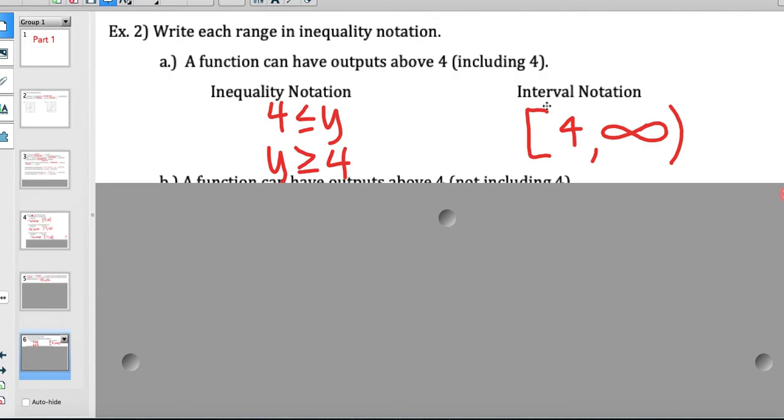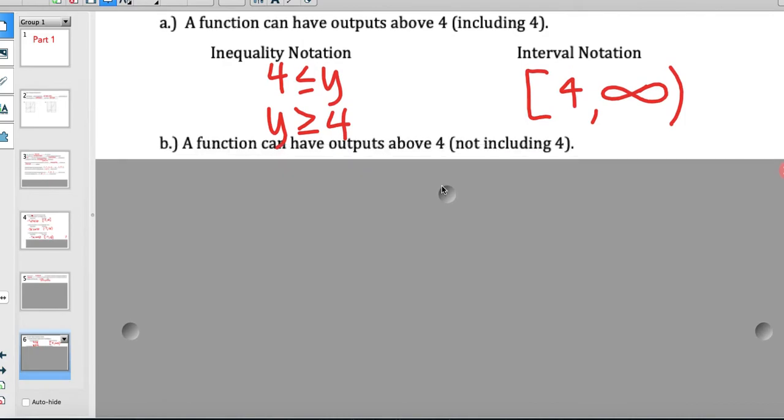For interval notation, we're going to say that we want to include the 4. And now this symbol here says that we're going on forever. This is the infinity symbol. It's just a sideways 8, is how I like to think of it when I want to write it myself. And then we have a soft bracket, because you cannot ever equal infinity. It goes on forever, so you always have to have a soft bracket next to infinity.